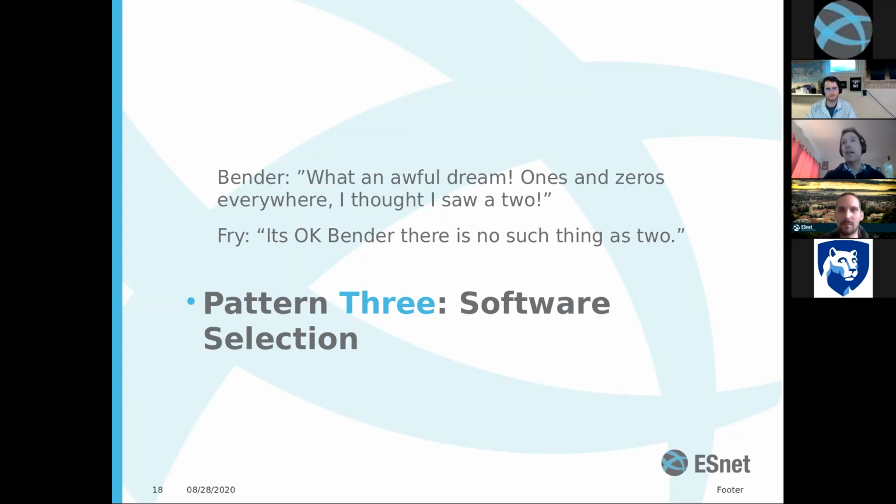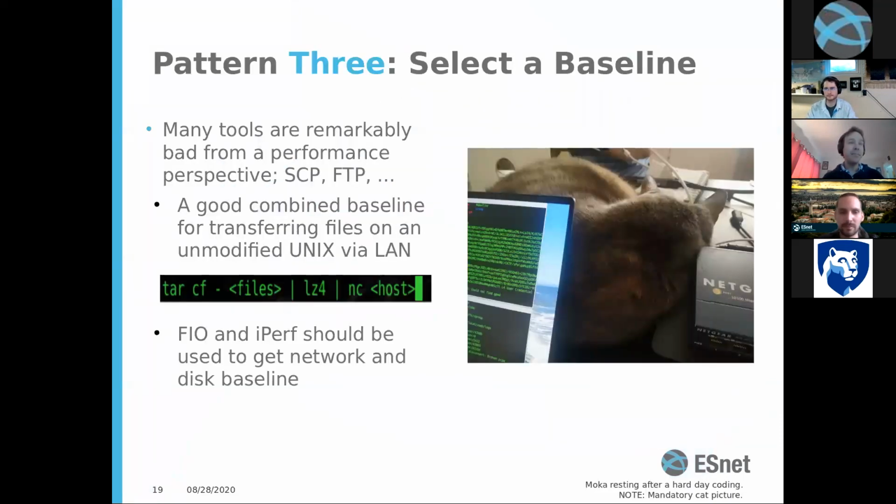So let's go ahead and start with the next slide that we have here. I wanted to point out that if you want to send data across the country, there are a lot of tools that tend to be very bad at this, and these are tools that we use on a daily basis. SCP and FTP, for instance, just to name a few.